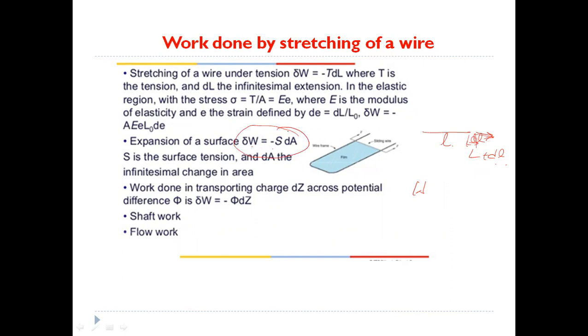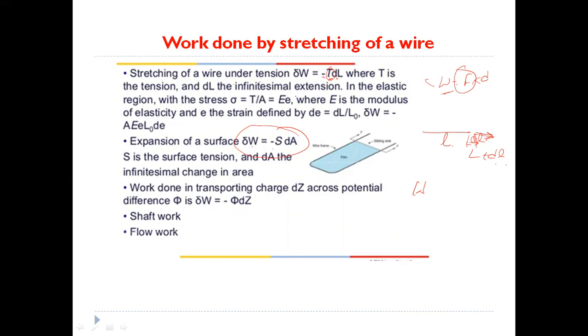So before this, if work is done by the stretching of a wire under tension, how do we write work done? Generally we write force into distance. Since work is done by stretching of a wire due to tension, in place of force here we will write tension, T. And DL is the change in length, and the negative sign indicates the force is under tension. So T is the tension and DL is the small extension or change in length.